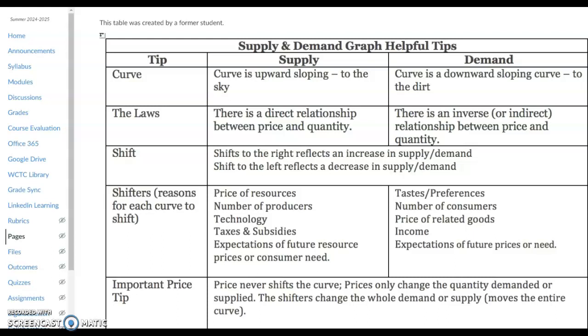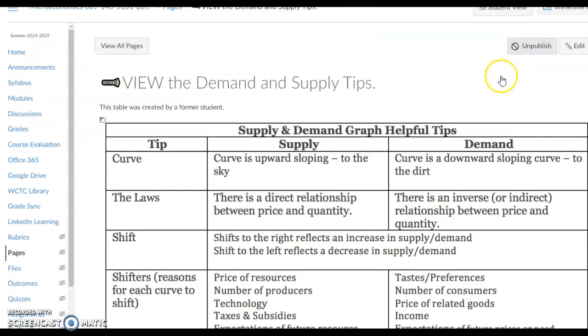So look at these tutorials regarding supply and demand. This will help you with the assignments when it comes to actually plotting. Take your time, and practice with this.